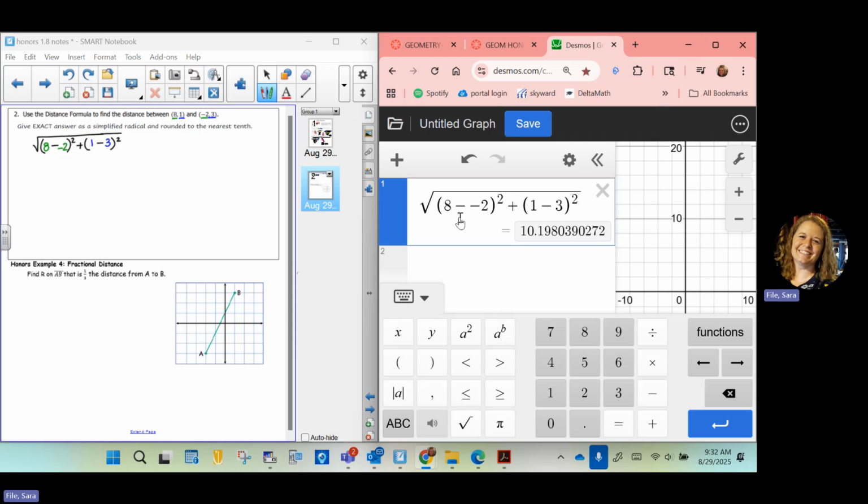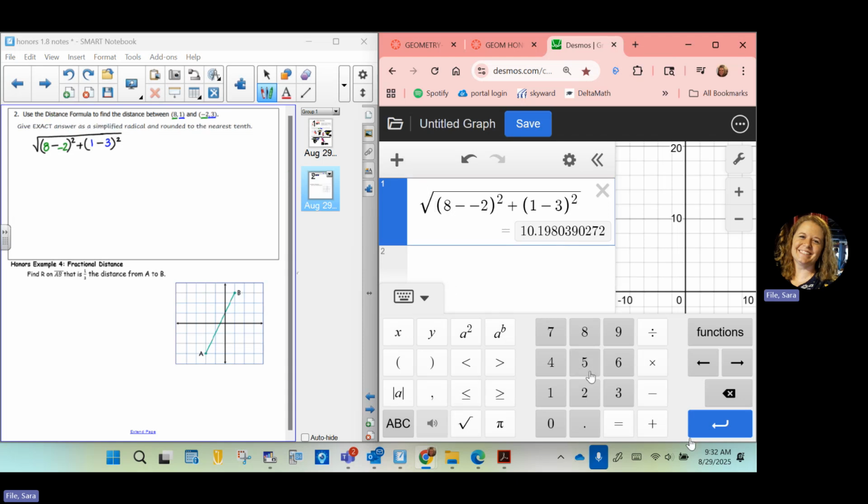Whether you plugged it in with the 8.1 as 0.1 or the -2.3 as 0.1, it doesn't matter. You should have come out with this same decimal answer. Okay, but the thing is, we want the exact value. The calculator is only going to tell us this decimal. So we still have to simplify just underneath.